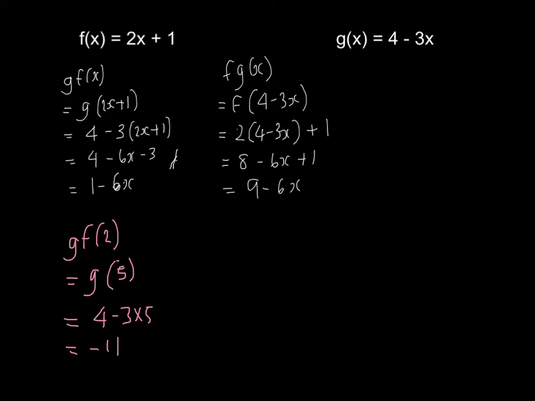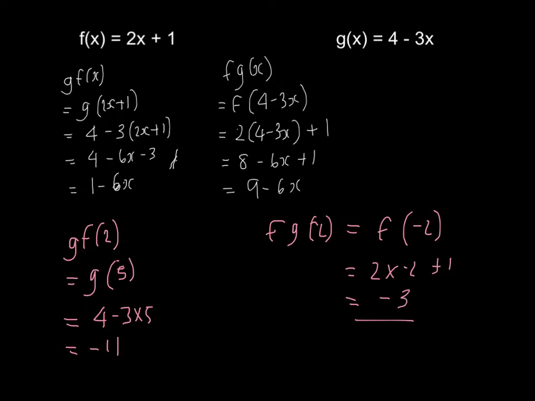Now one we haven't done before. If we wanted f of g of 2, say, then we know it's a different result because we've got a different general result. So we're going to put the result of g of 2, so that's 4 minus 6, which is minus 2, into f, which will be 2 lots of minus 2 plus 1, which gives us minus 3.